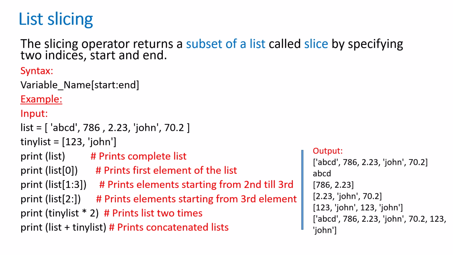And when we print tiny list times 2, it prints the list 2 times. It is repetition. And when we code print of list plus tiny list, it prints the concatenated lists. On the right-hand side, we have the output for all these codings.